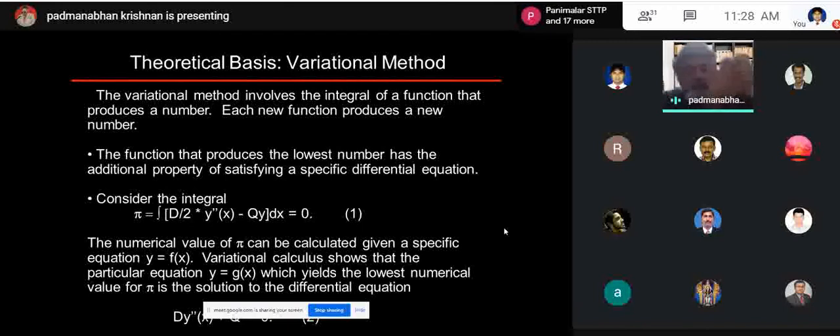Now you consider the integral Π equal to the integral of d/2 times the second derivative of y(x) minus qy, all into dx equals 0. You consider the integral Π is equal to the integral of d/2 y double derivative minus qy equals b, then into dx equals 0. So the numerical value of Π can be calculated.